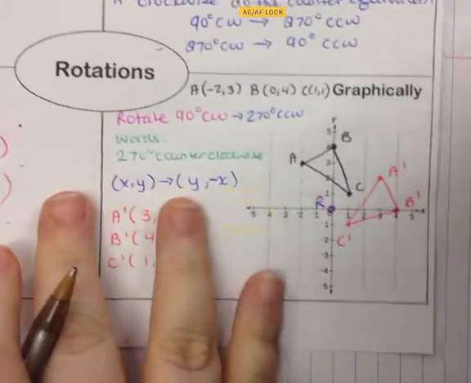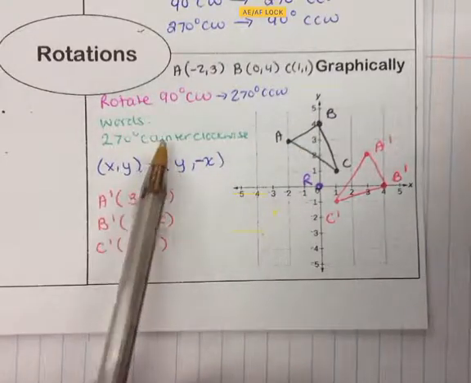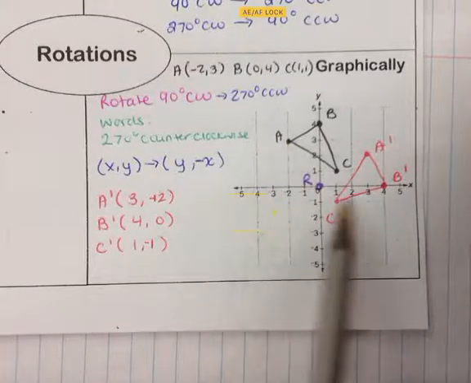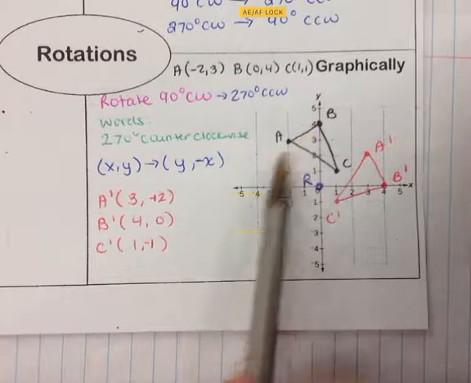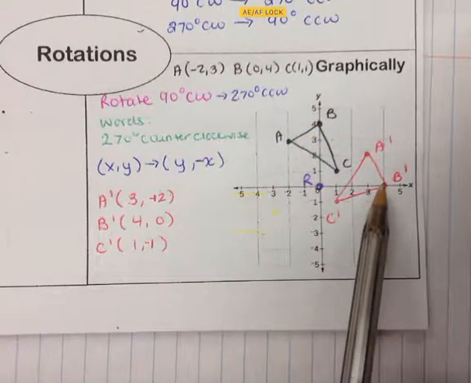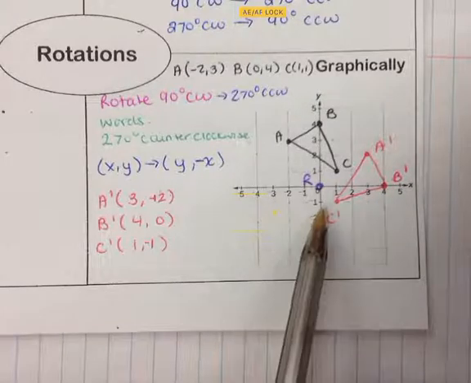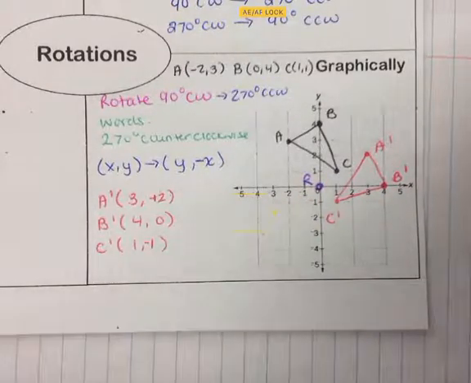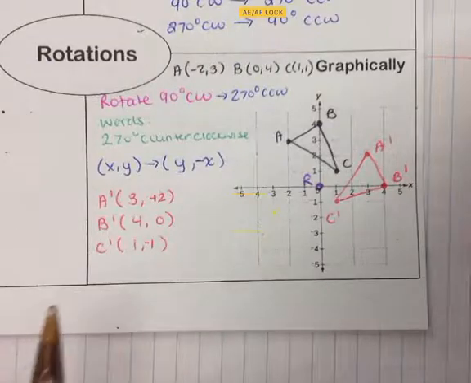Now we do actually want to check to see if this worked. 270 degrees counterclockwise should move 3 different quadrants. So A is right here, so we went 1, 2, 3 quadrants, and it did end in the correct quadrant. B, 1, 2, 3, did move 3, and since it's on the axis, it'll end on an axis, so that actually helps us. And then C, 1, 2, 3, also went 3 quadrants. So then it should be pretty correct that we did do this correctly.